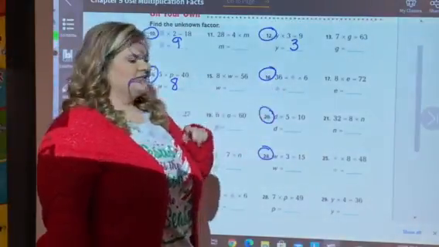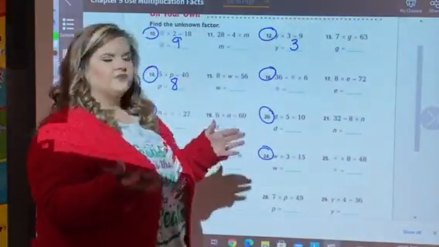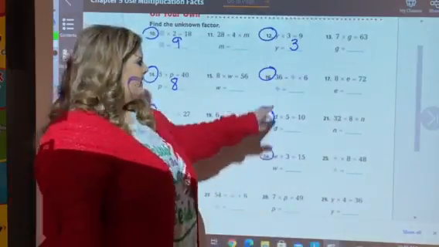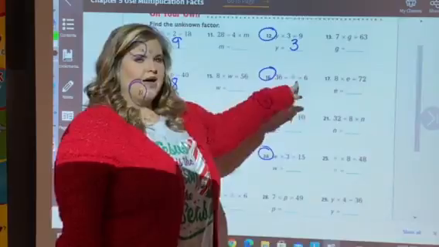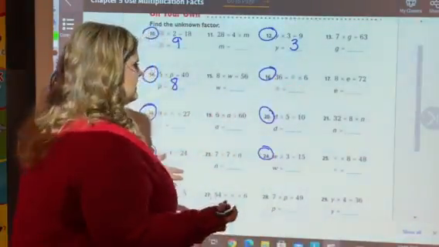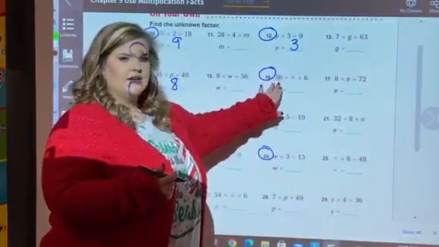We're going to skip to number 16. Now on this one, they have changed my equation order. They put my equal sign at the front and put my 2 factors on the back. That's totally fine, okay? As long as our equation is true on each side of the equal sign.